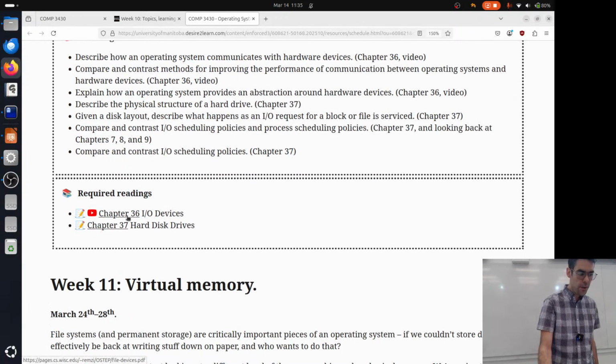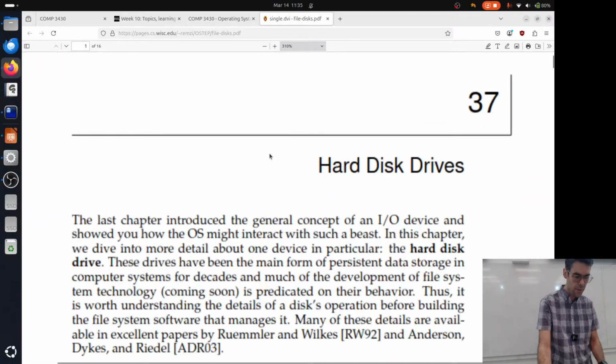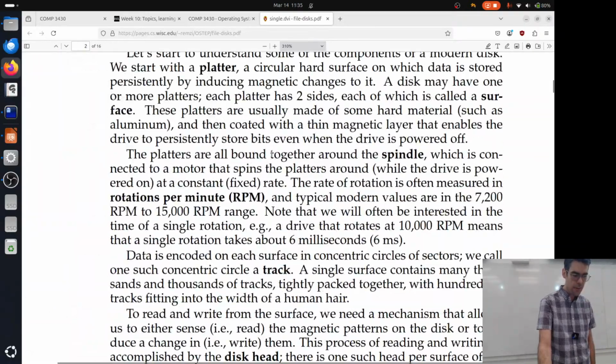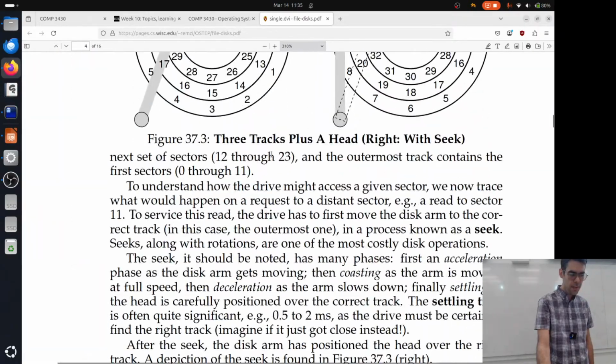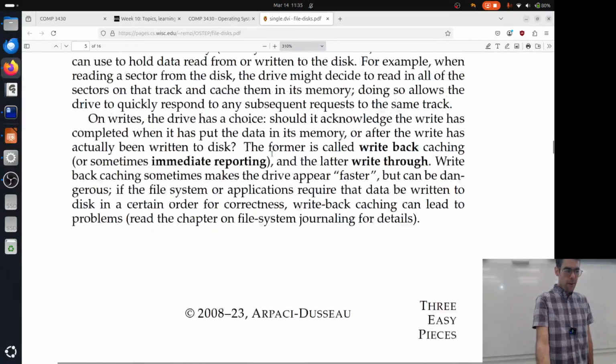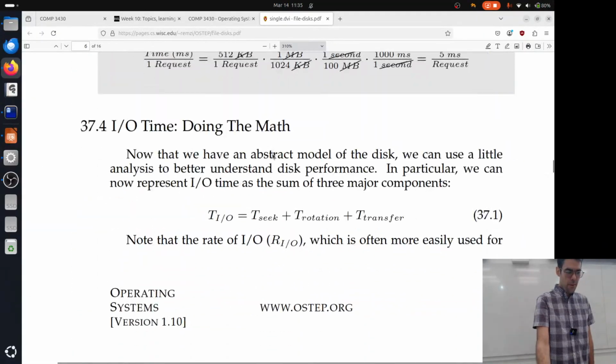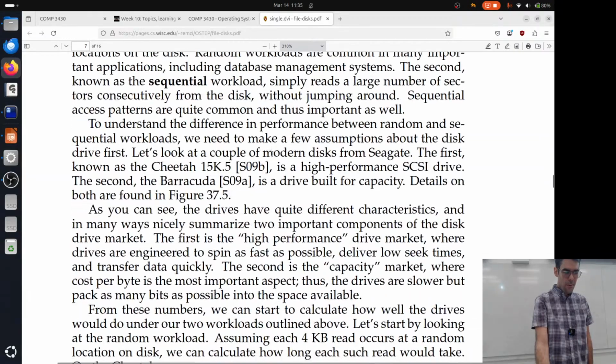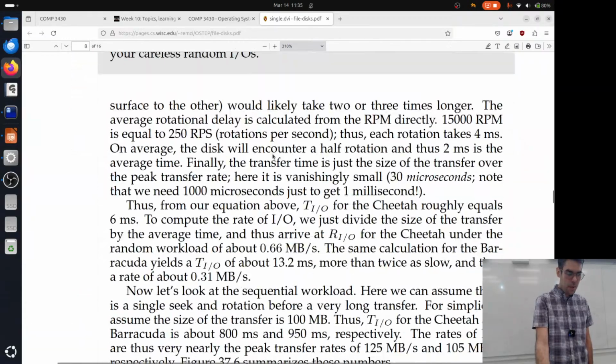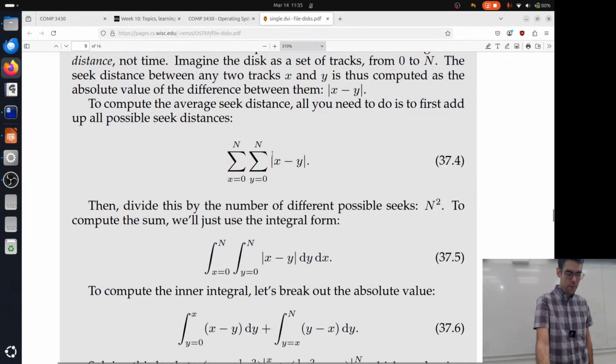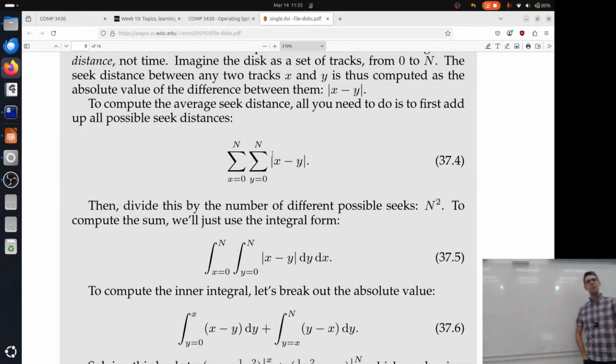There's two chapters here, chapter 36 and chapter 37. I'm going to pop over here to chapter 37 and scroll down a little bit, and the part that I'm looking for is this. Oh my God, it's calculus, and oh my God, it's physics. I don't care about this stuff.